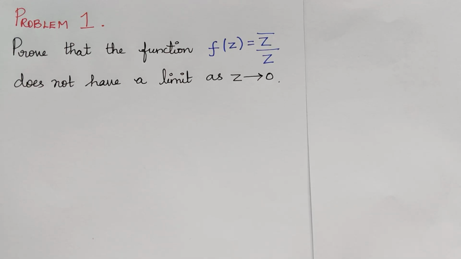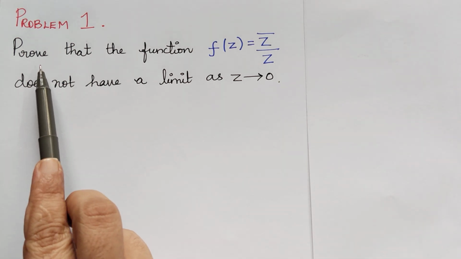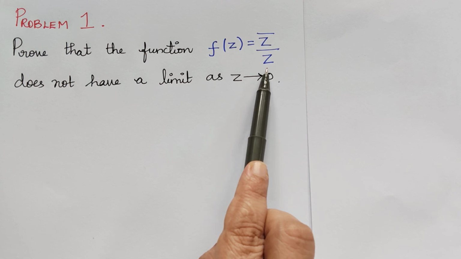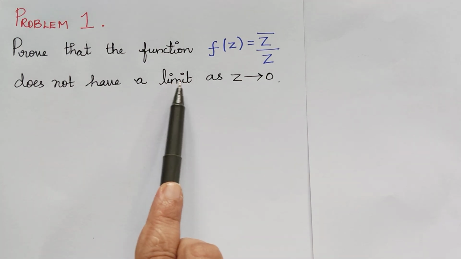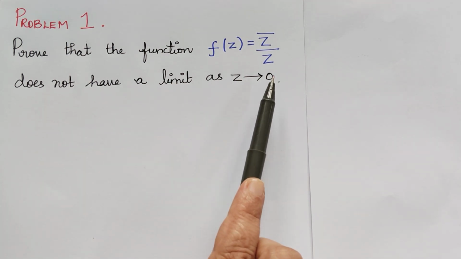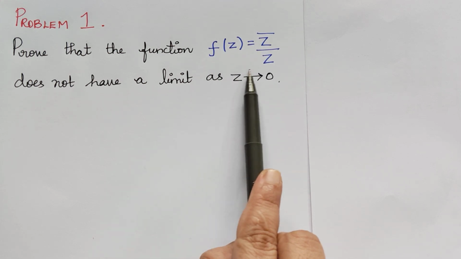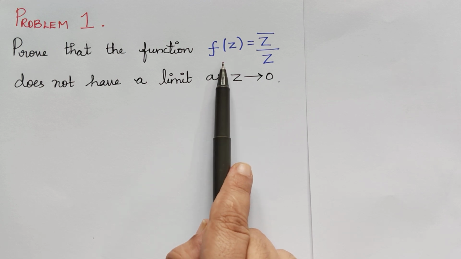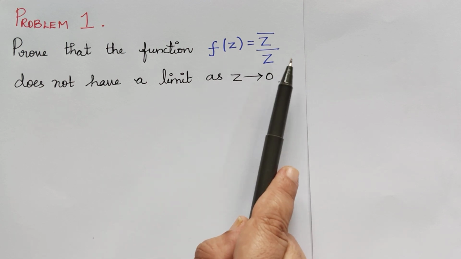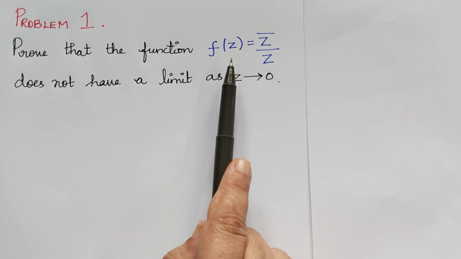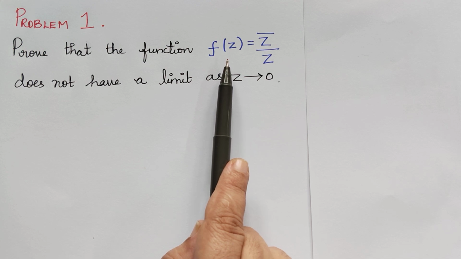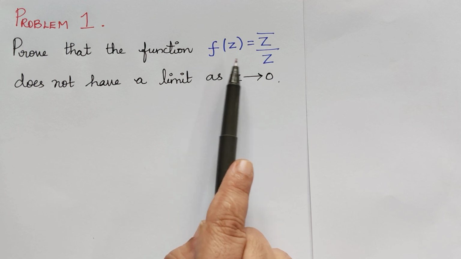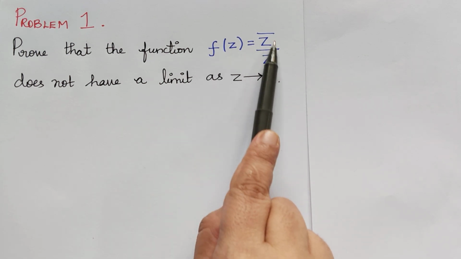Now, here in the question, we have the first problem: prove that the function f of z equal to z bar divided by z does not have a limit as z tends to 0. In order to prove that this function does not have a limit, it is sufficient to prove that the limit which exists for different paths is not unique. Because we know that if the limits are not unique, then the limit does not exist for that function. So for that, we shall consider different paths for this function.